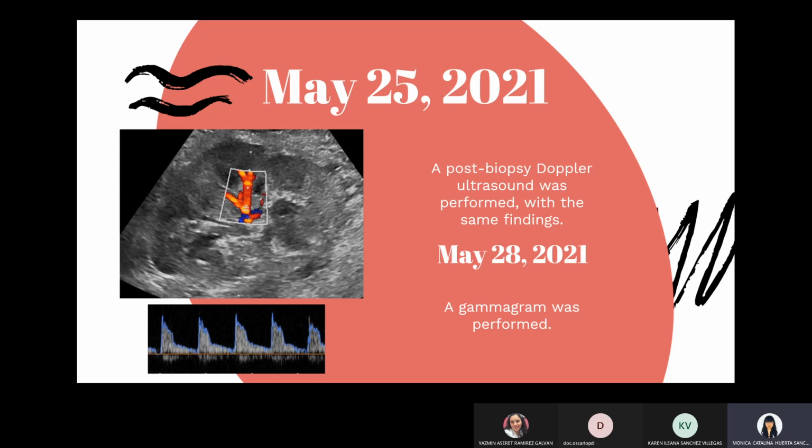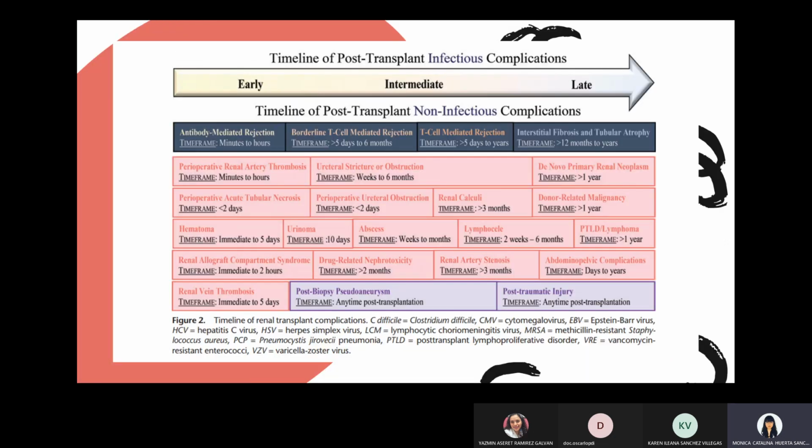On May 25th, a post-biopsy Doppler was performed just to make sure that there were no complications like a hematoma. And we had the same results. We had the same high resistive index. And on May 28th, there was a gammagram performed, which showed decreased kidney perfusion and decreased kidney function. So we can have several complications in post-transplant patients, but we should always look at the time post-transplantation to think about what our options are.